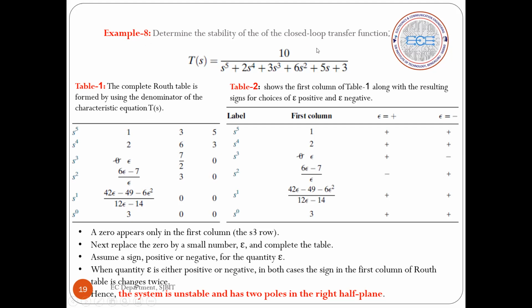We have to determine the stability of the closed loop transfer function. To determine the stability, I don't want any sign change in the first column of the Hurwitz table. So we have to see whether any sign change is happening in the table, and then conclude. We can assume epsilon to be a very small positive or a very small negative value, and based on that we can get the sign change.